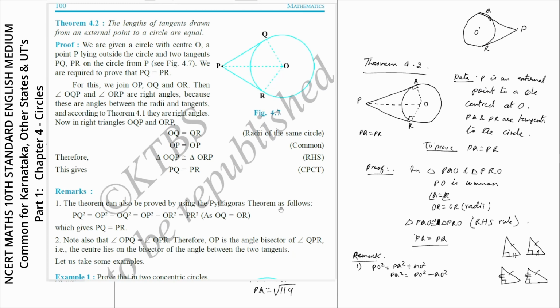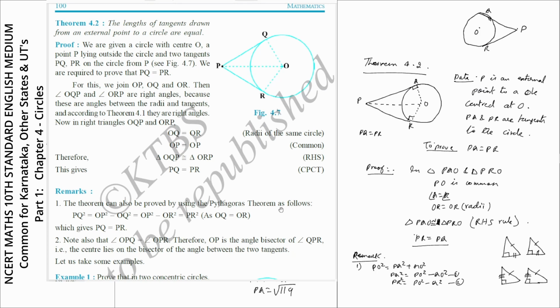Also, in triangle PRQ, R is a right angle. Therefore here also, if you apply the Pythagoras theorem, PR square will be equal to PO square minus QO square. So these two, 1 and 2, are the same. So using the Pythagoras theorem also we can prove that PQ is equal to PR.